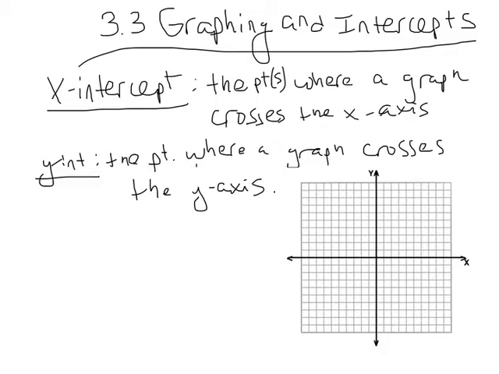We'll start with the second idea first. As you can see here, I wrote down the definitions. An x-intercept is the point or points where a graph crosses the x-axis. X-axis being this guy here. And the y-intercept is the point where a graph crosses the y-axis.